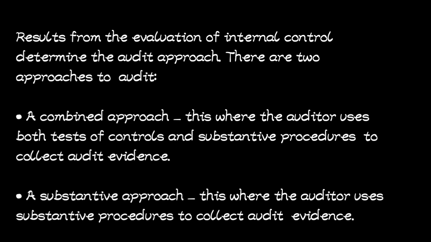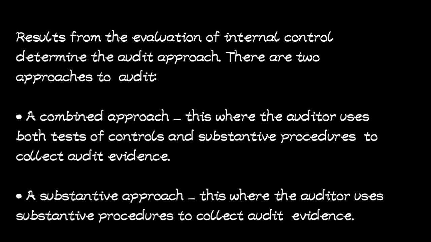The first one we have is the combined approach. This is where the auditor uses both tests of controls and substantive procedures to collect evidence. And this is used when the auditor expects the internal controls to be effective. The auditor will use the tests of controls that show that controls are effective, and then would use substantive procedures too.